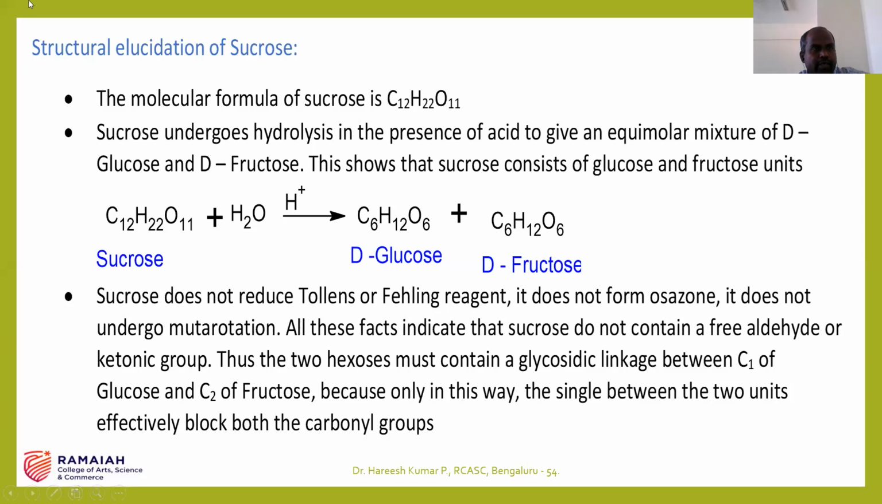Okay, let's discuss today about the structural elucidation of sucrose. Today we have sophisticated instruments. Using the instruments, we can find out the molecular weight. We can find out the amount of carbon present, the amount of hydrogen present, how much oxygen, how much hydrogen, how much carbon is present in an unknown compound.